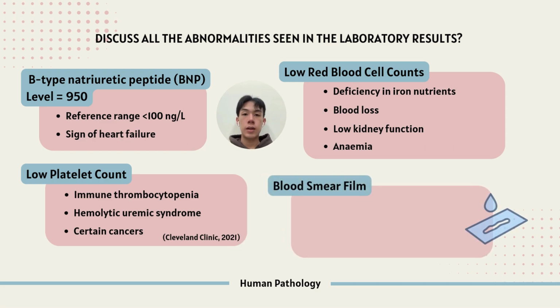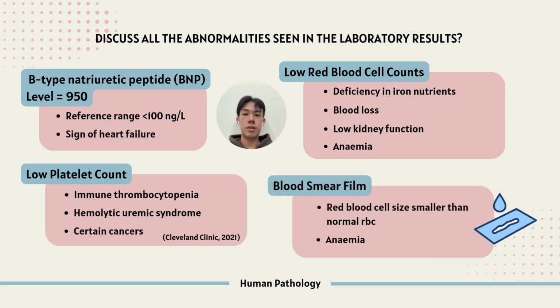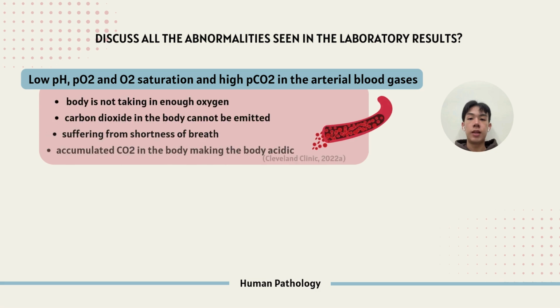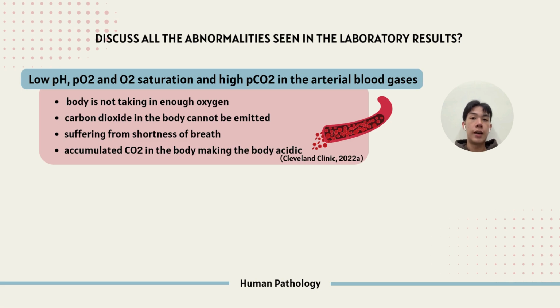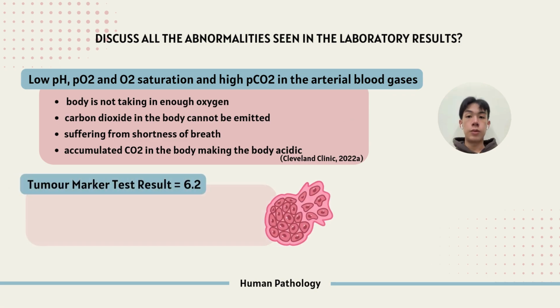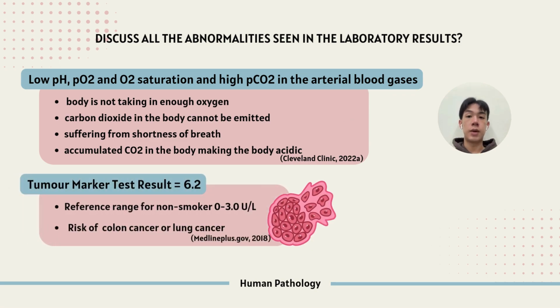cancer. In the blood smear film, the red blood cell size is observed smaller than the normal red blood cell and may be a sign of anemia. The abnormalities in the arterial blood gases prove that the body is not taking enough oxygen, carbon dioxide is not emitted, the patient is suffering from shortness of breath, and also the accumulated CO2 in the body is causing the body to become acidic. Risk of colon cancer and lung cancer is shown by the high tumor marker test result.